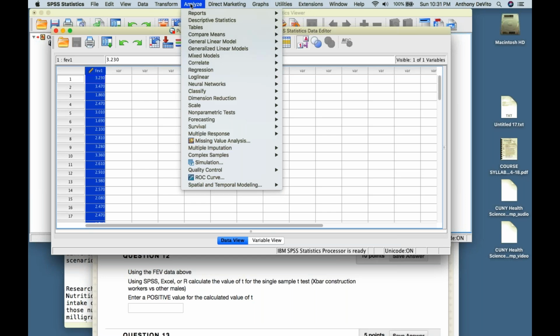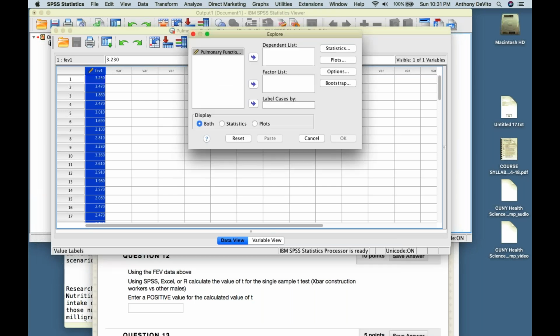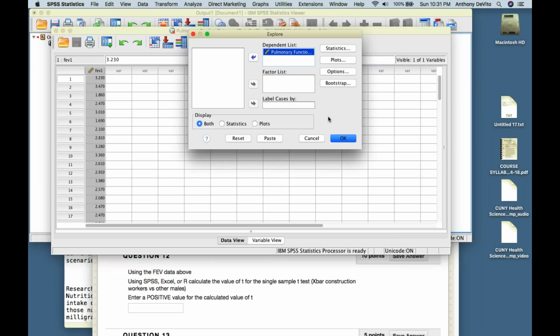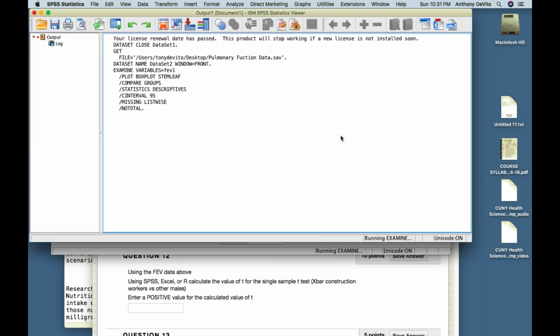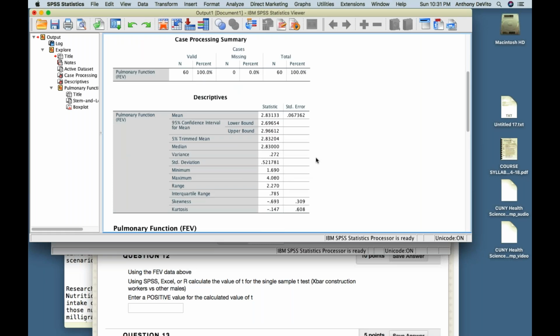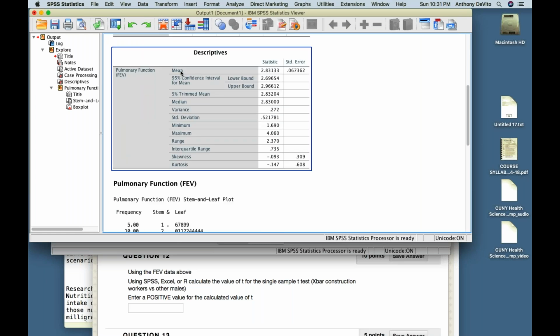So I'm going to analyze descriptive statistics, and I'm going to go to explore for the hell of it. I'm going to move this in here, and I'm just going to ask it to show me the descriptive statistics, just to get an idea of what I'm working with. And let's see, the mean value for the construction workers was 2.83. Oh, okay, lower than 3. Interesting. Maybe we have something here.